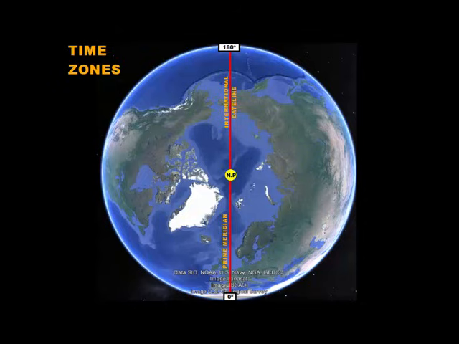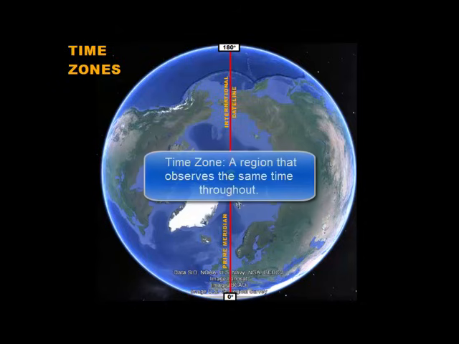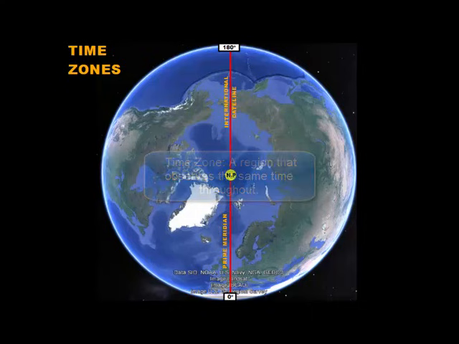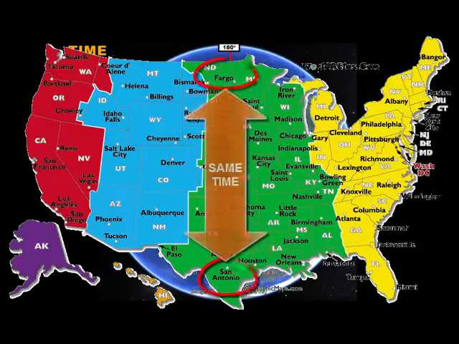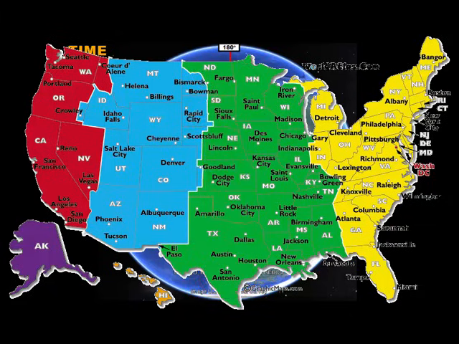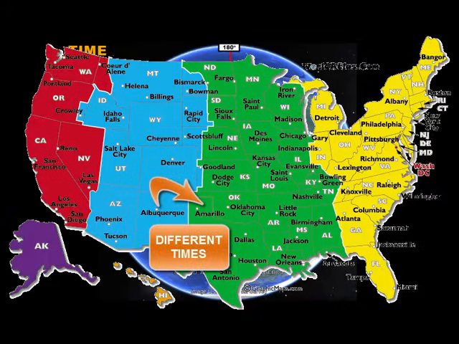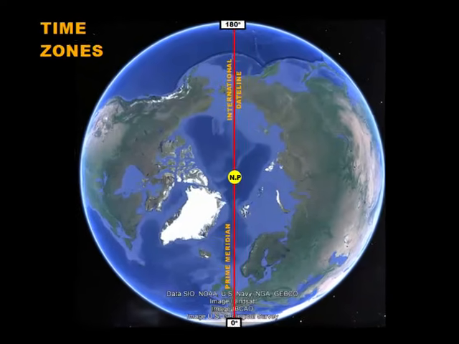Now the first thing that you need to know is that a time zone is a region or an area that observes the same time throughout. So no matter how north or south you are in a time zone, you are going to experience the same time. And it's not until you cross over another line of longitude that a new time zone begins. Let's start talking about that right now.